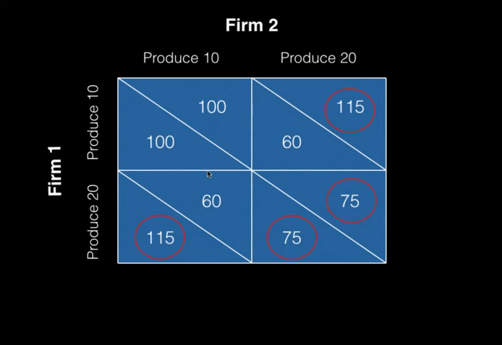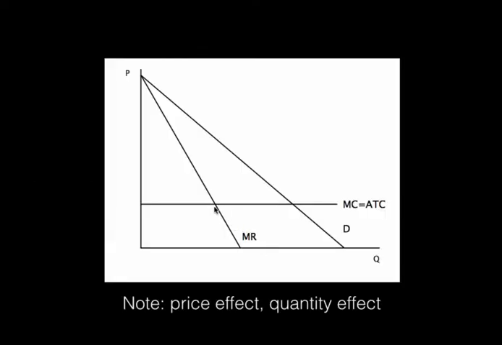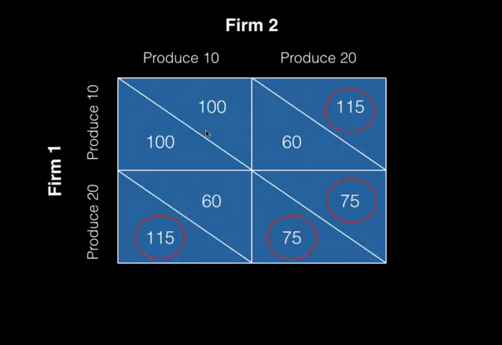It's the outcome in which we act like one big monopoly. Let's pretend we're going to join firms and be one big monopoly. So the best the industry as a whole could do would be to act like one big monopoly, produce here, charge this price, get those profits, and split those profits. So that's what this collusion outcome is.